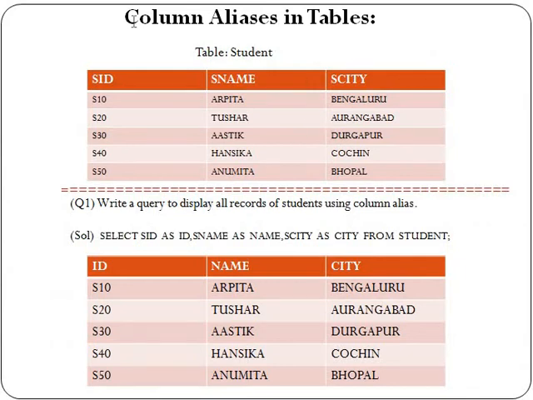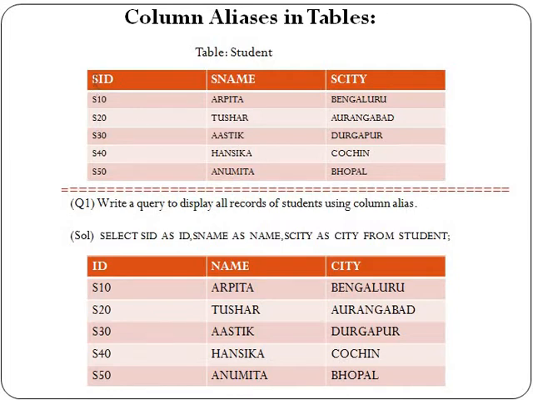Now I shall be explaining column alias with the help of this particular table named student. This table has three columns: SID, SNAME and SCT. And this table has 5 records. Now look at this question. It says write a query to display all the records of students using column alias.